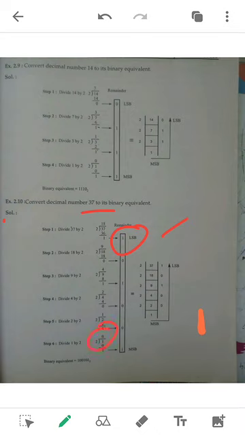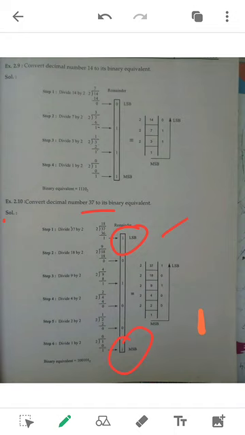So in the last step you can see we divide 1 by 2, and here you get the MSB as 1. So you have to arrange the numbers from downwards to upwards. The first division gives the LSB, and the last division gives the MSB.